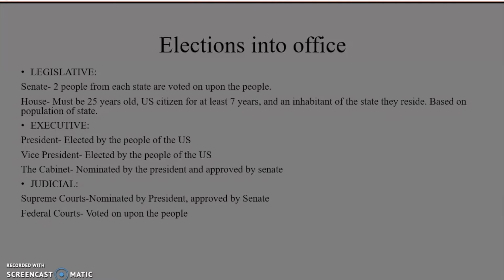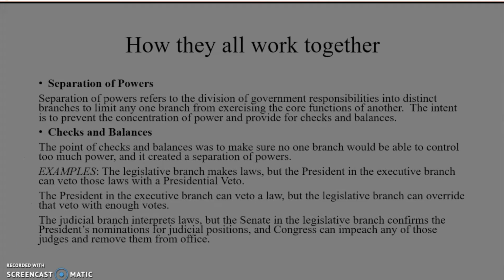Executive. President elected by the people for the U.S. Vice President elected by the people for the U.S. The cabinet nominated by the President and approved by Senate. Judicial. Supreme Court nominated by President, approved by Senate. Federal courts voted upon by the people.